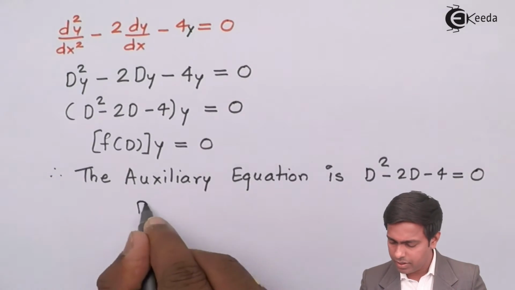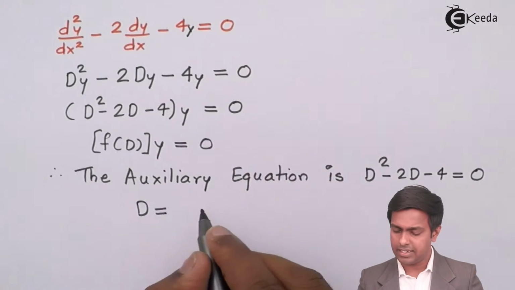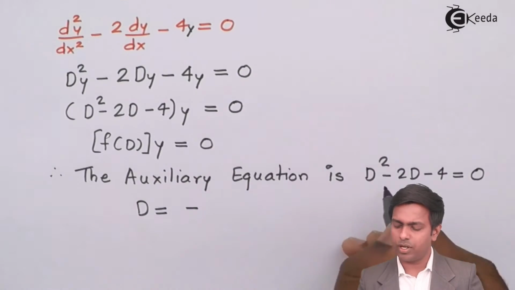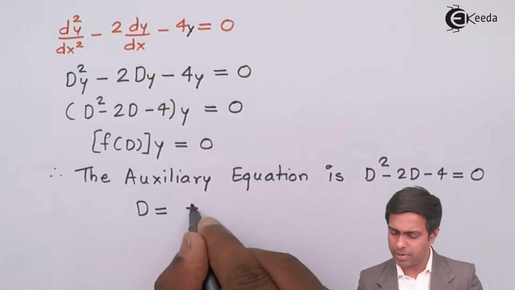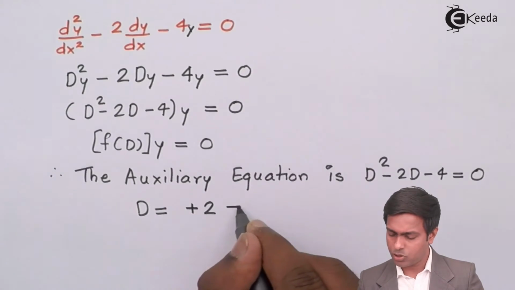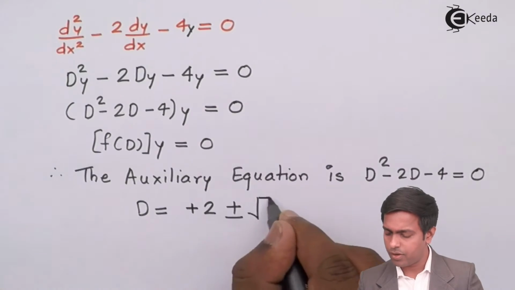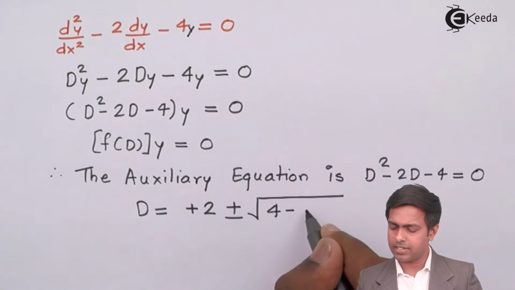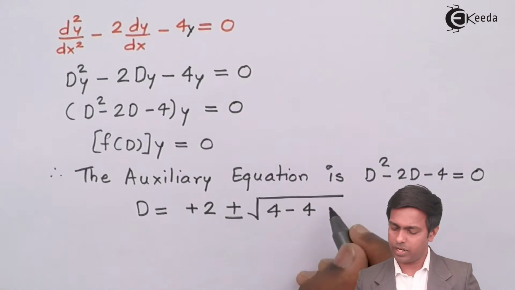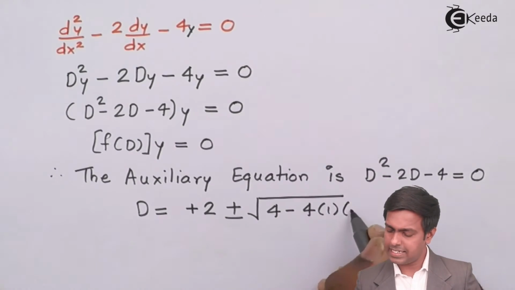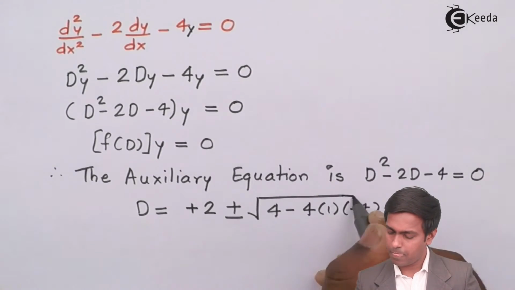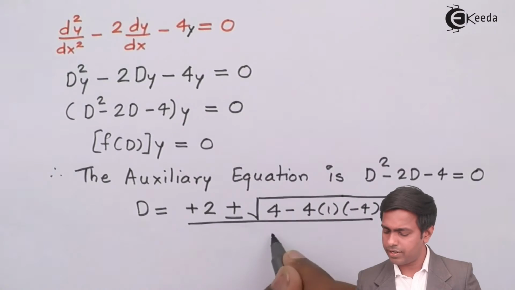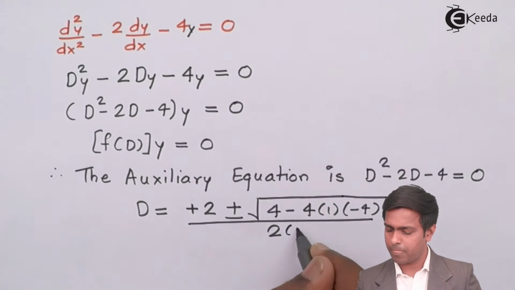So d is given as negative b, so here b is minus 2, so that will become minus minus 2, that is plus 2, plus or minus root of b square, so square of this is 4, minus 4ac, so a is 1 and c is negative 4, upon 2a, so 2 into a, and a is 1.